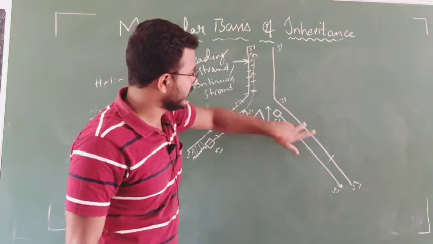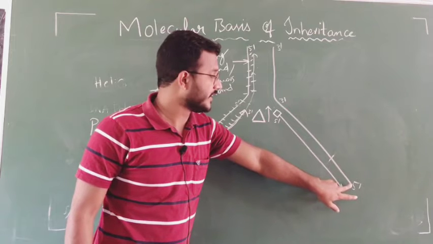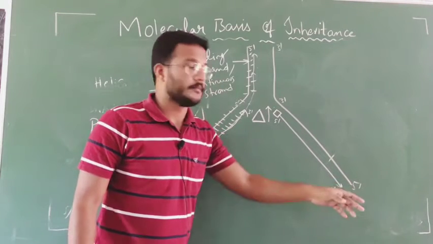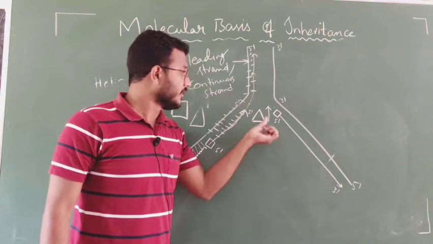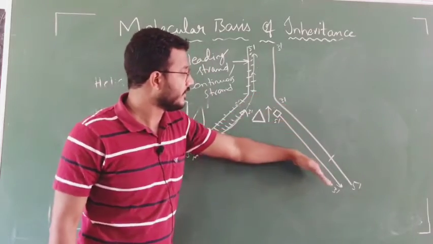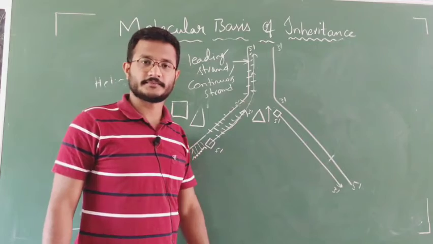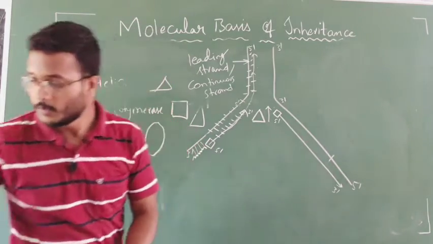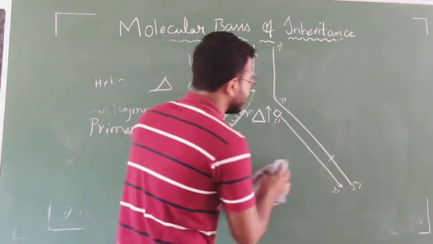The DNA is here, the parent DNA is 3' to 5'. But the DNA polymerase will act on 5' to 3'. So the strand will be synthesized in this direction. Understanding? Now, what is the difficulty of synthesizing here?